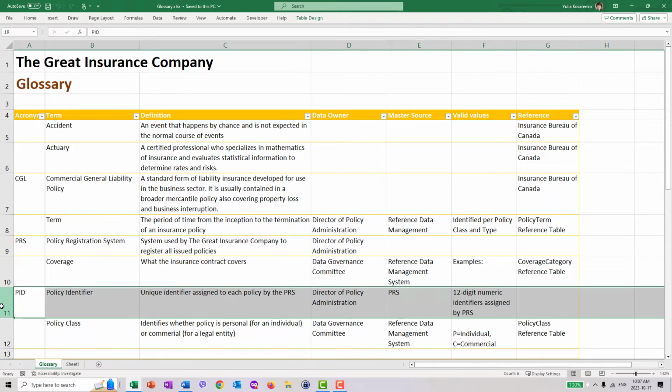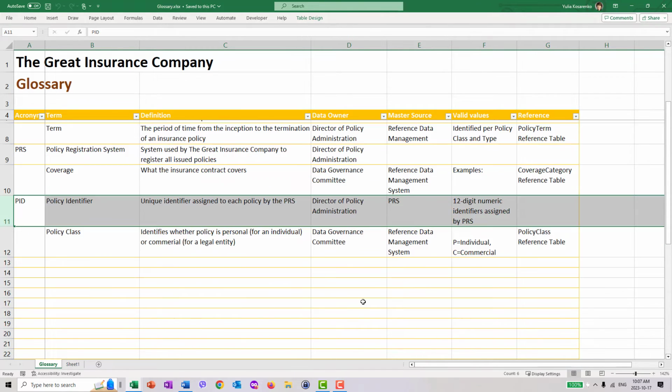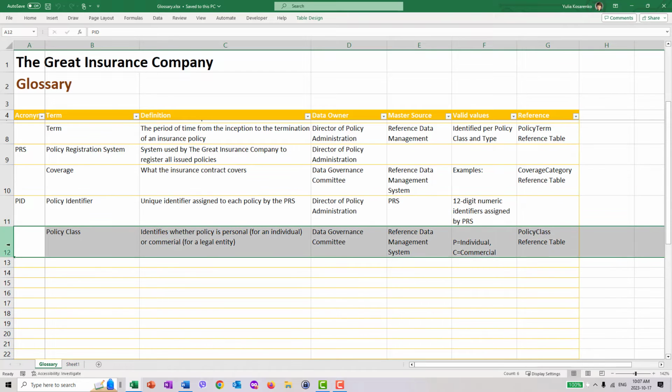And again, any questions or any changes need to be directed to this person, Director of Policy Administration, and it is their job to make sure that every policy is assigned a unique identifier, because it must be important to the business. And finally, the last example I have here is policy class.